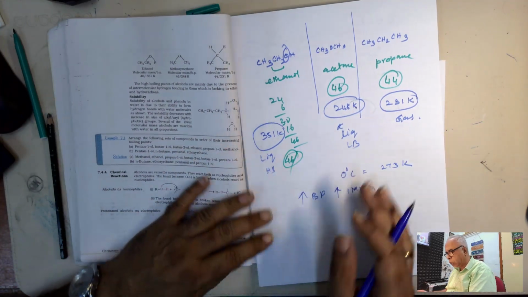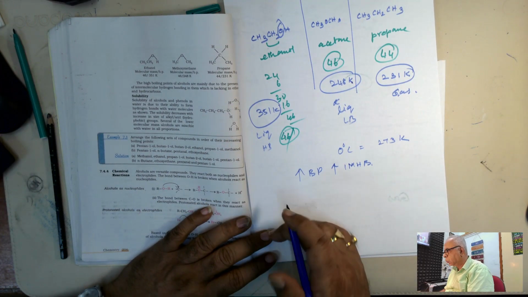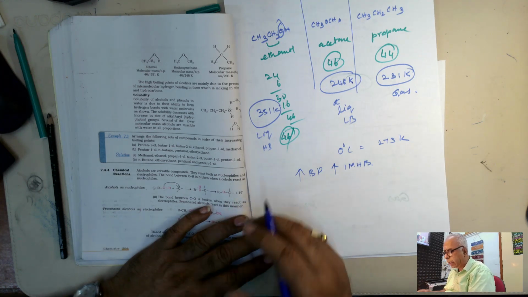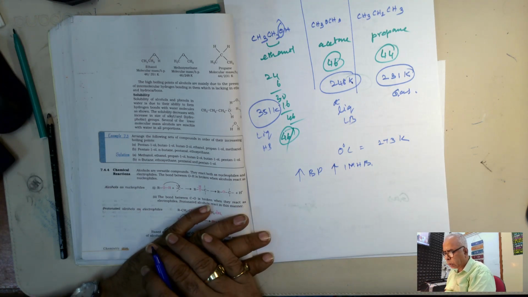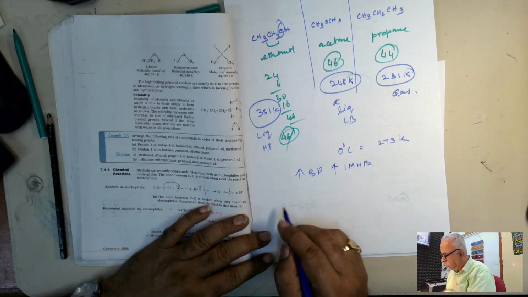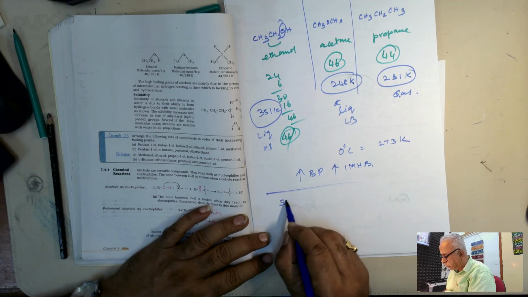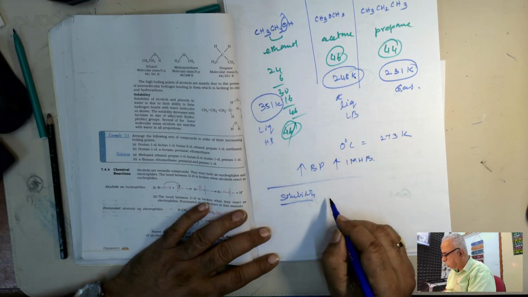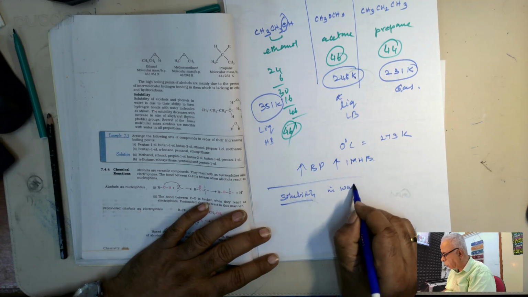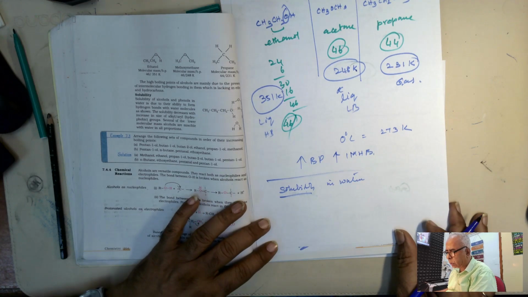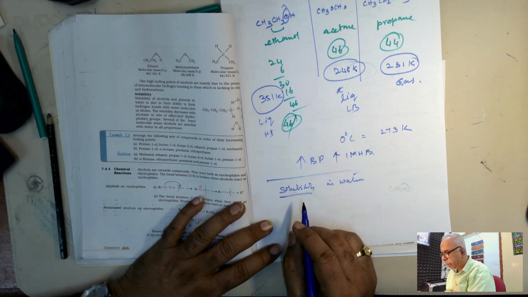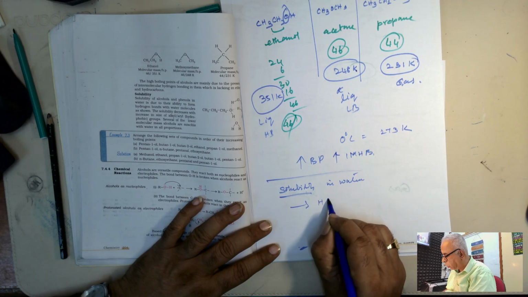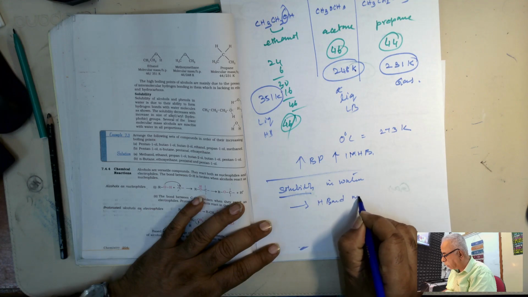Now let us talk about solubility. What do you mean by solubility? Solubility means how far a compound can be dissolved in water, that is, water solubility. Take down solubility in water. We talk about alcohols and phenols. They are soluble because of their ability to form hydrogen bonding with water.